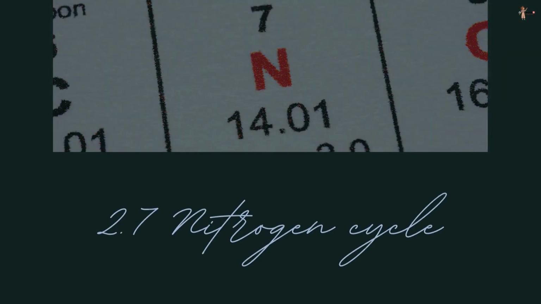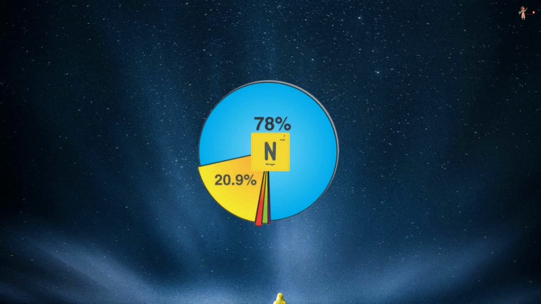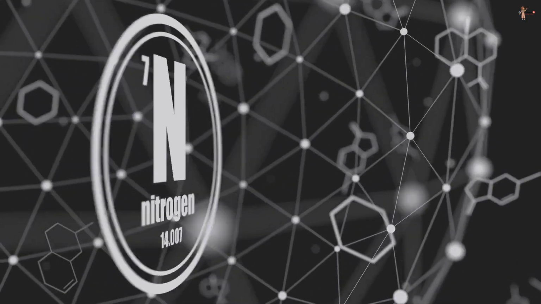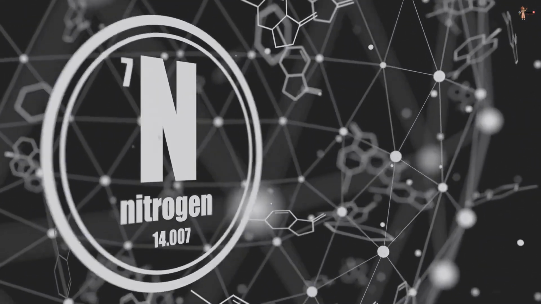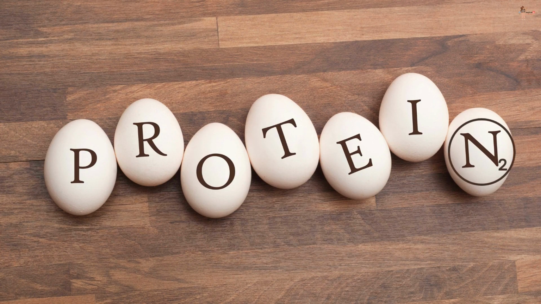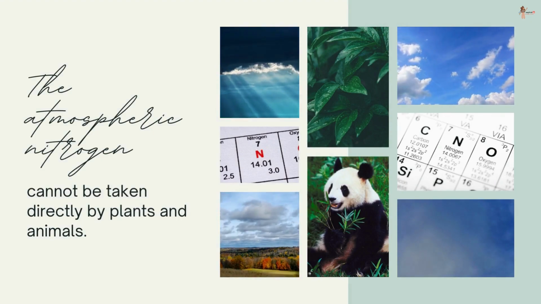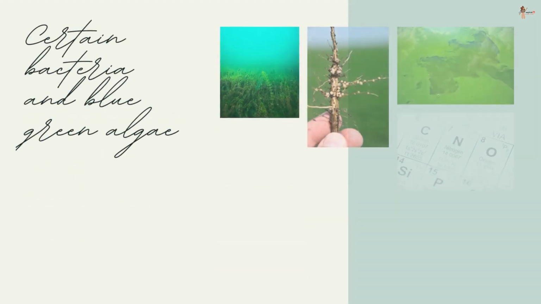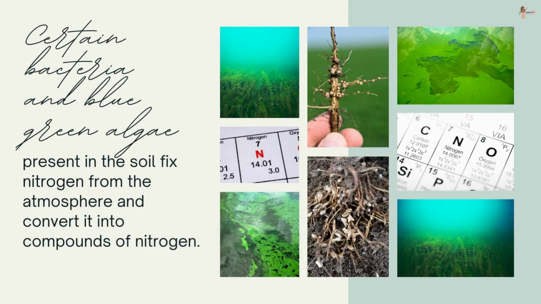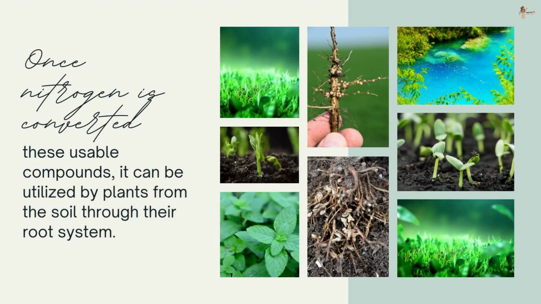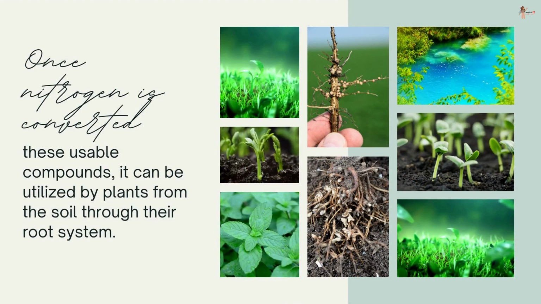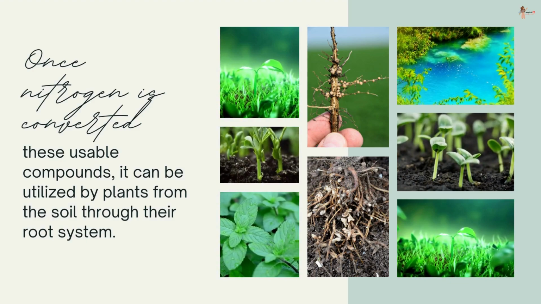Next is nitrogen cycle. Our atmosphere has 78% nitrogen gas. Nitrogen is one of the essential constituents of all living organisms as part of proteins, chlorophyll, nucleic acids, and vitamins. The atmospheric nitrogen cannot be taken directly by plants and animals. Certain bacteria and blue-green algae present in the soil fix nitrogen from the atmosphere and convert it into compounds of nitrogen. Once nitrogen is converted into these usable compounds, it can be utilized by plants from the soil through the root system.